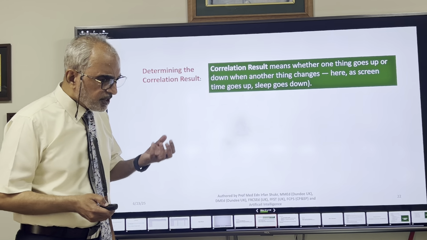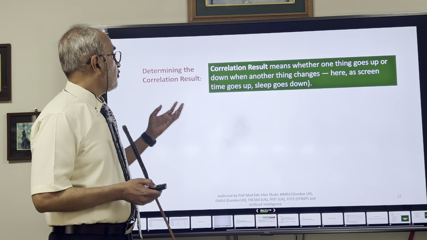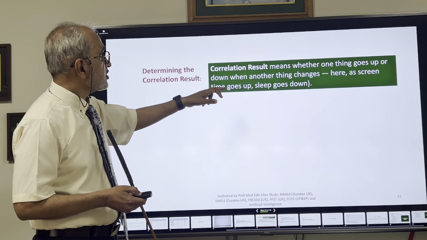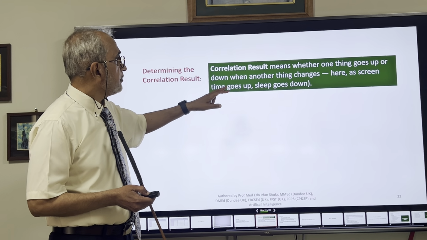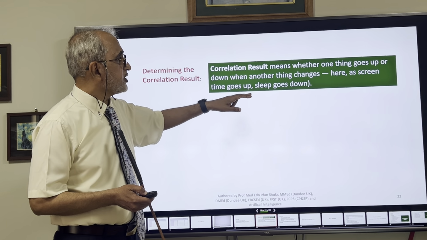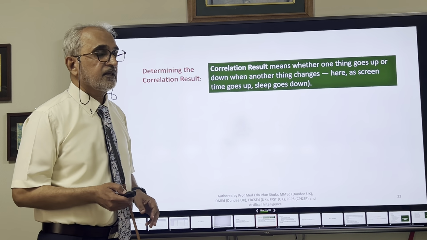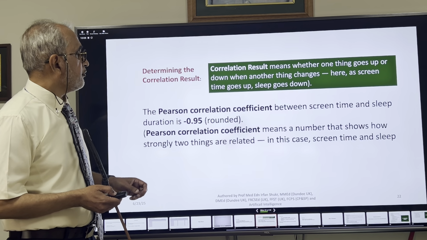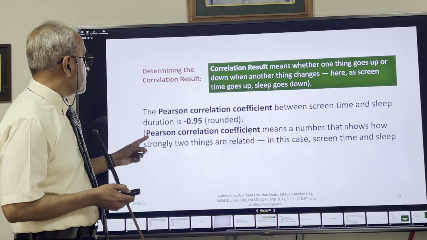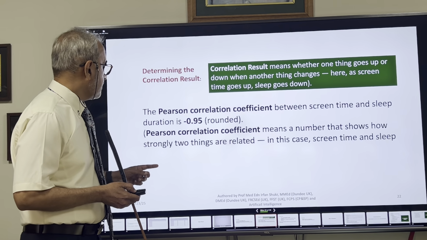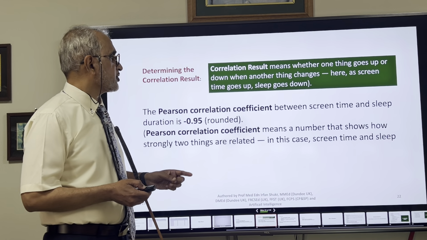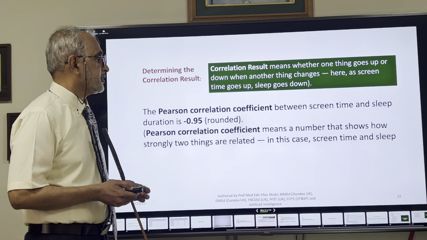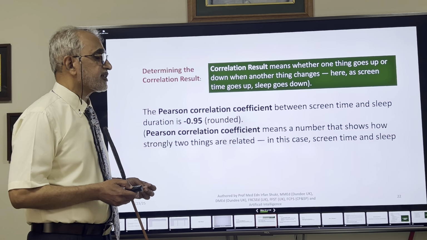Now this is going to help us in formulating and determining the correlation result. Correlation result means whether one thing goes up or down when another thing changes. Here, as screen time goes up, sleep time goes down. The Pearson correlation coefficient between screen time and sleep duration is 0.95 rounded. Pearson correlation coefficient means a number that shows how strongly two things are related, in this case, screen time and sleep.